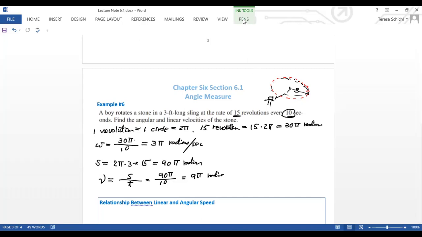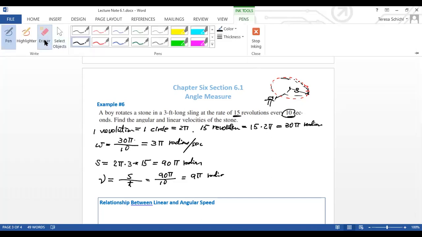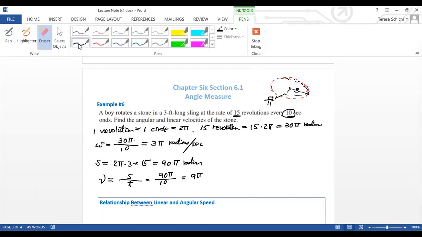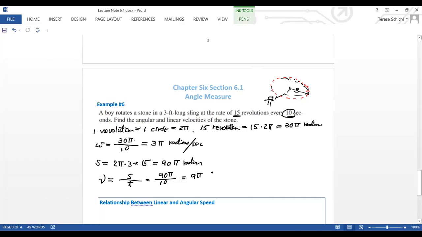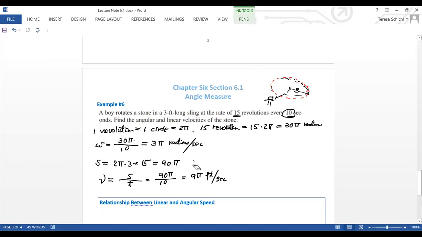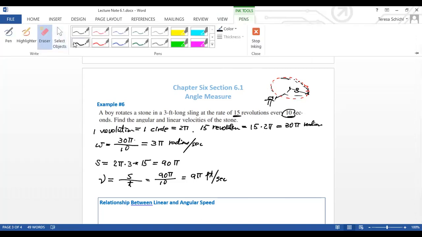So it's 9 pi. Oh, I'm sorry, it's not radians anymore. It's 9 pi feet per second, because this is the total distance, right? The circumference is 2 pi times 3. So I'm sorry, this is not 90 pi radians here, this is 90 pi feet.